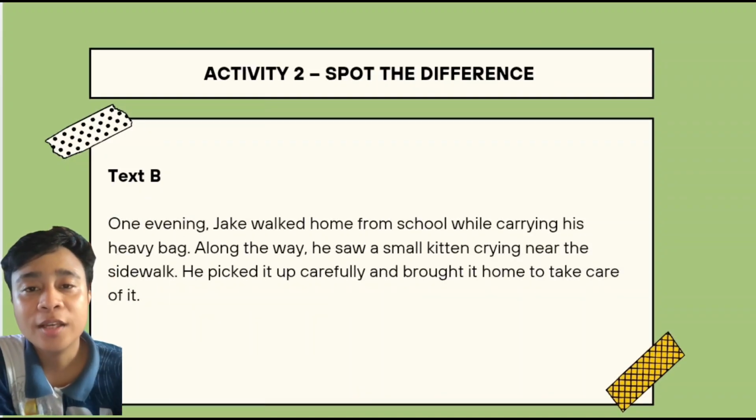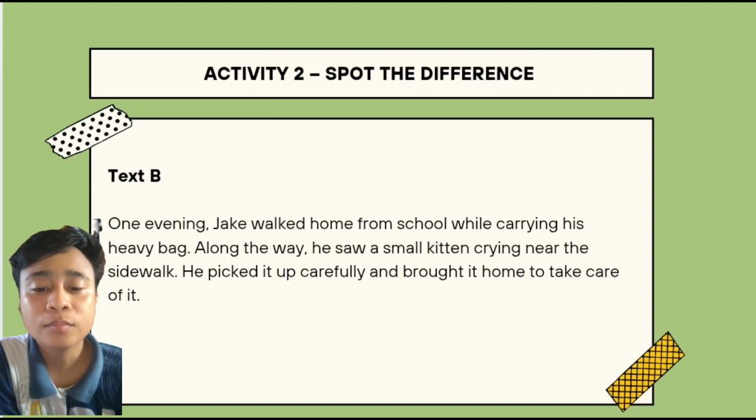So next we have text B. One evening, Jake walked home from school carrying his heavy bag. Along the way, he saw a small kitten crying near the sidewalk. He picked it up carefully and brought it home to take care of it.